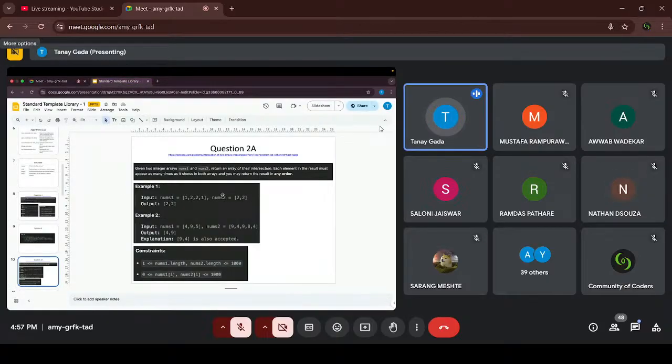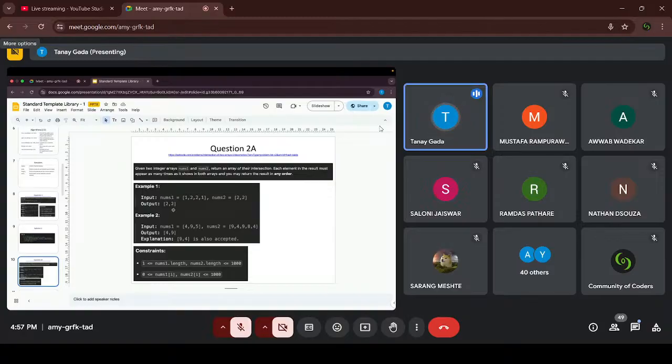So the second question is we are having two integer arrays, nums1 and nums2. We need to return the intersection of these both arrays, and each element in the result must appear as many times as it shows in both arrays, and we can return the result in any order. So let me explain this question. So we are having nums1, nums2.